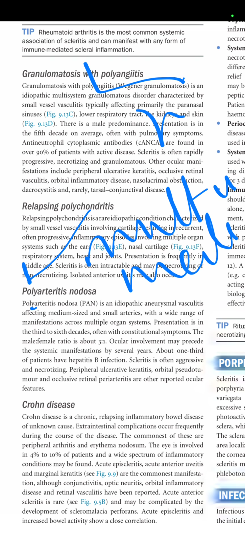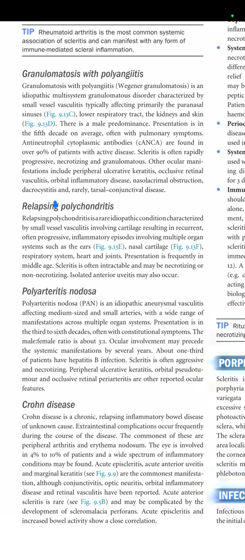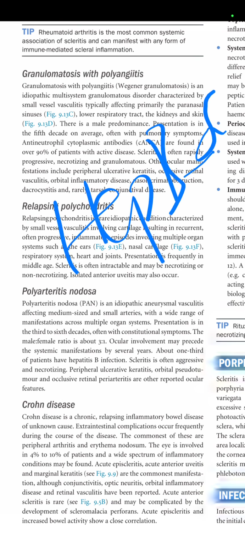Ocular involvement may precede the systemic manifestations by several years. About one third of the patients have hepatitis B infection. Scleritis is often aggressive and necrotizing. Peripheral ulcerative keratitis, orbital pseudotumor, and occlusive retinal periarteritis are other reported ocular features. So, very important from the MCQ point of view, you must remember which surface antigen is positive in polyarteritis nodosa. Hep C surface antigen.